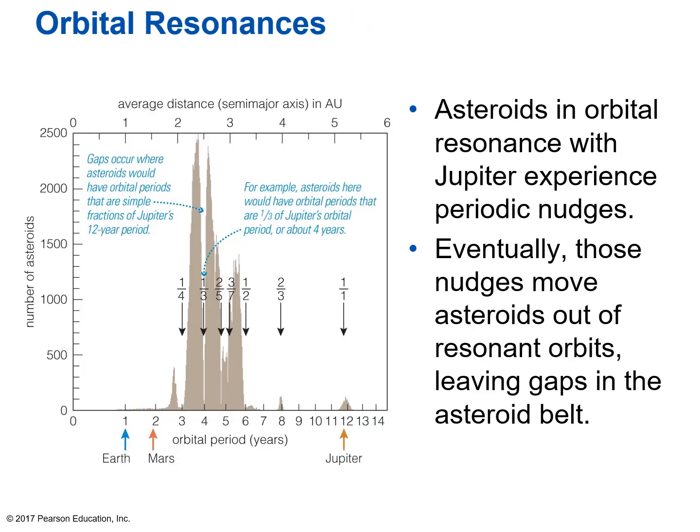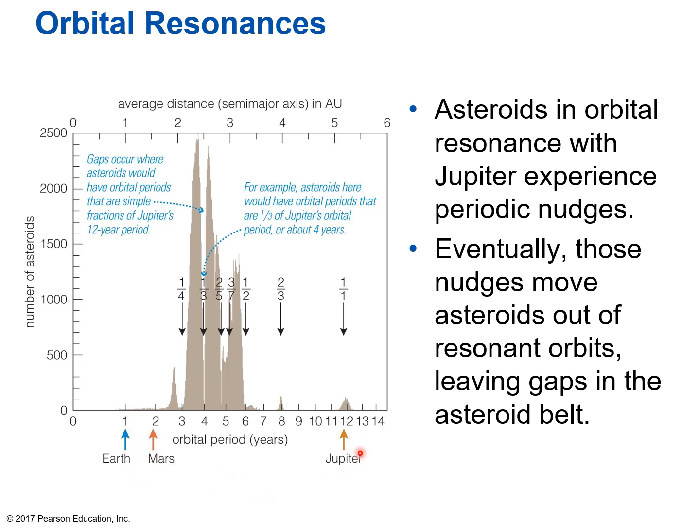Now, getting more specific, asteroids in orbital resonance with Jupiter experience periodic nudges. Here on this graph is distance from the Sun. We start with 0, where the Sun is. Here's Earth at 1 astronomical unit. Let's go up to the top: 2 astronomical units, 3, 4, 5 is where Jupiter is. And those correspond to, on the lower horizontal axis, the orbital period: 1 year, 2 years, and Jupiter is at 12 years.